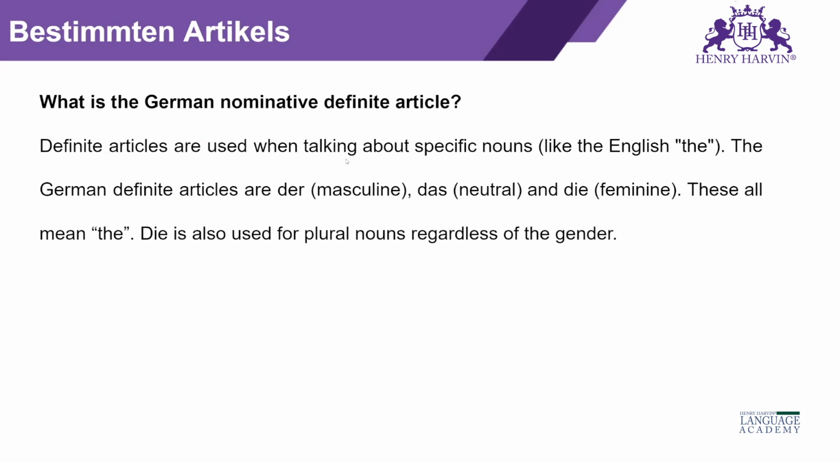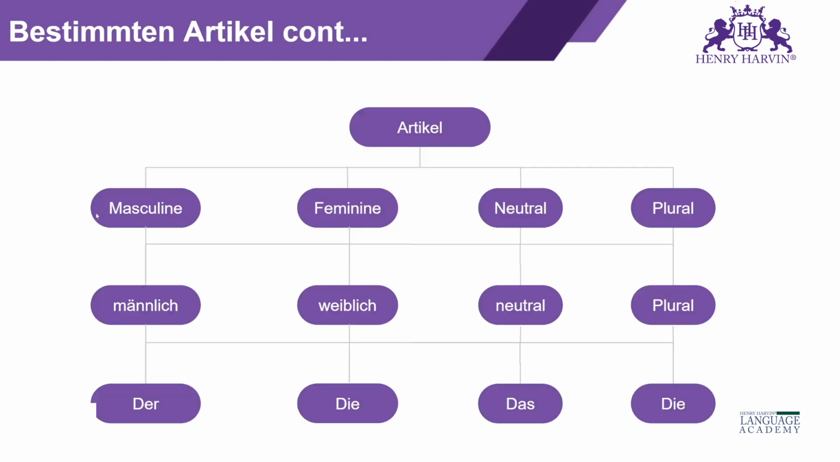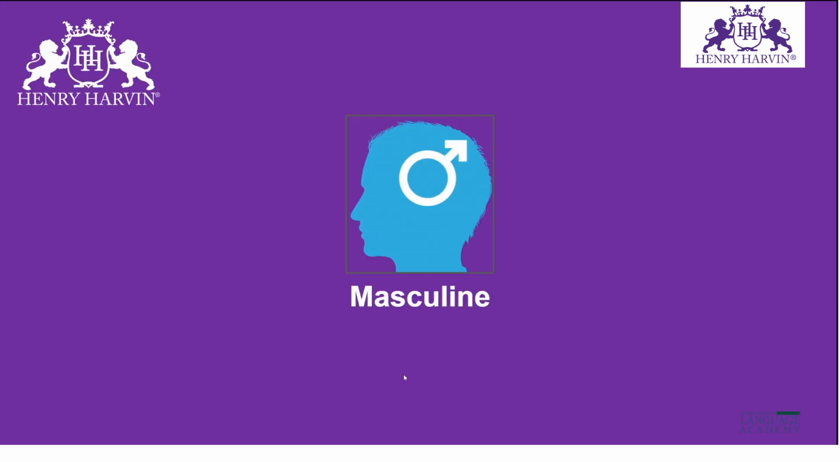These are used when talking about a specific noun. Like the English the, the German definite articles are der, das and die for masculine, neutral and feminine. These all mean the. Here we have masculine in German called männlich, feminine weiblich, neutral is neutral and plural is plural. You can see masculine takes der, feminine die, neutral das, plural die, but all have the same meaning, the.